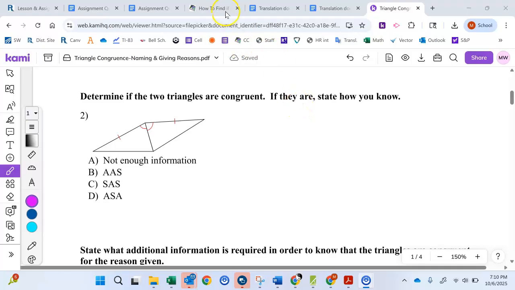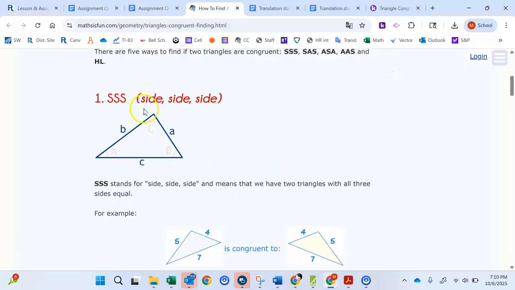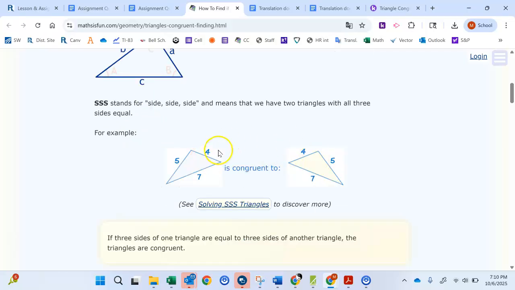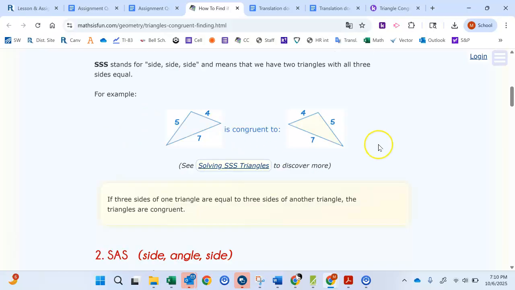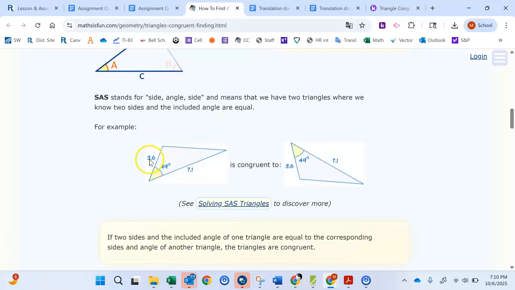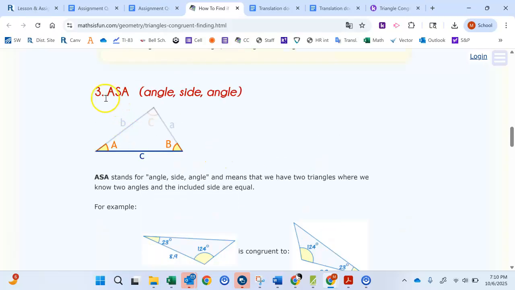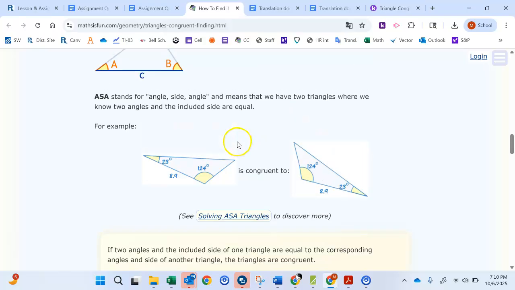Okay, so the next thing is to look at the reasons for why you know something is congruent or not. Remember, that comes from over here. One is if all the sides are the same. Side, side, side, like this. See, 4, 4, 5, 5, 7, 7. The other one is side angle side, right here, when you have two sides and an angle between them. Angle side angle is when you have an angle, and then in between them is a side and an angle. Okay, here's another one.